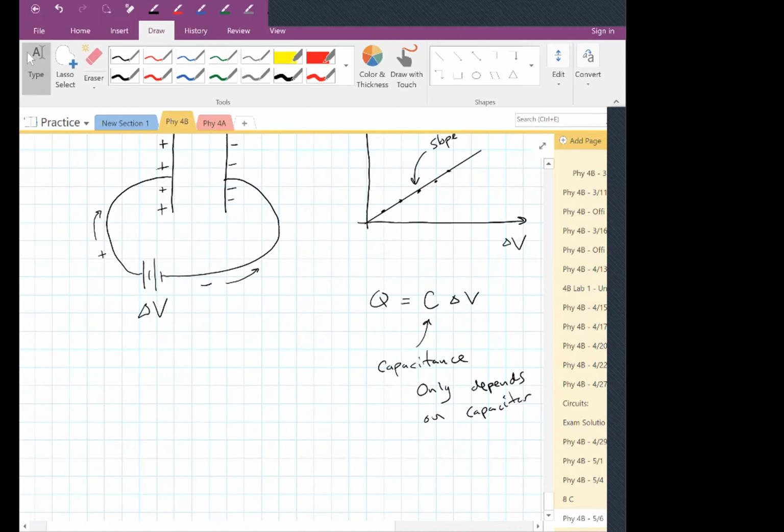So what does that mean? The shape, the size, the spacing between the plates, things like that.